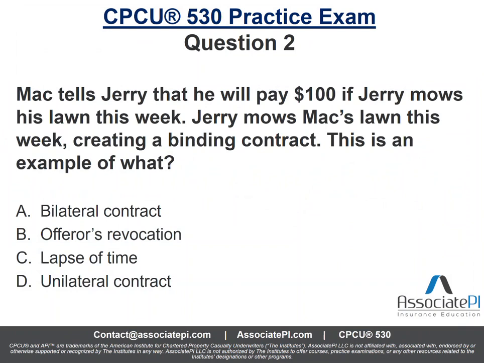As I mentioned, this is going to be a bit of a scenario question, so you can see it's a real-life scenario. It says, Mac tells Jerry that he will pay $100 if Jerry mows his lawn this week. Jerry mows Mac's lawn this week, creating a binding contract. This is an example of what?